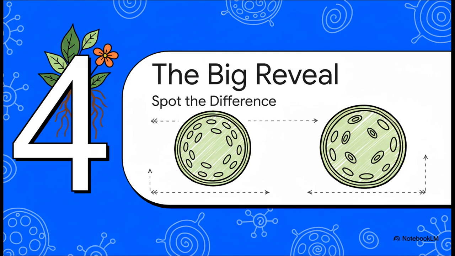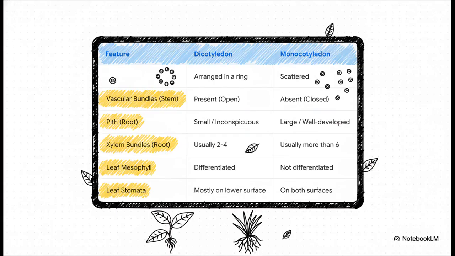So there we have it. We've investigated both blueprints. We've seen the dicot's orderly ring and the monocot's scattered sprinkles. Now it's time to put all the clues together and lay out the final comparison side by side. All right, this is your ultimate takeaway guide. This table puts it all together.